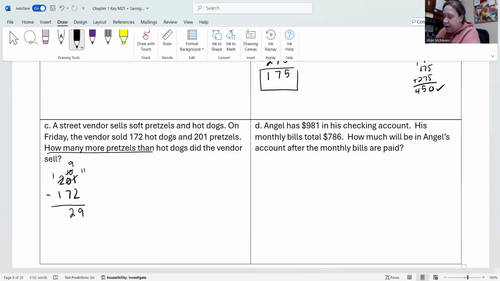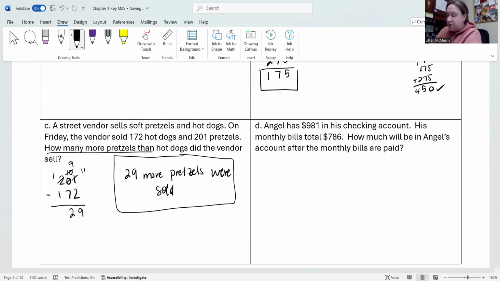That's weird. All right, now when you're dealing with word problems, you always want to describe your answer. So I would say 29 more pretzels were sold. So anytime you're dealing with a word problem, write your answer and you have to describe it. At the very least, you need to put a unit. So here we would at minimum have to put 29 pretzels. But it's even better if you can say 29 more pretzels were sold. So just a really quick sentence to describe your answer.